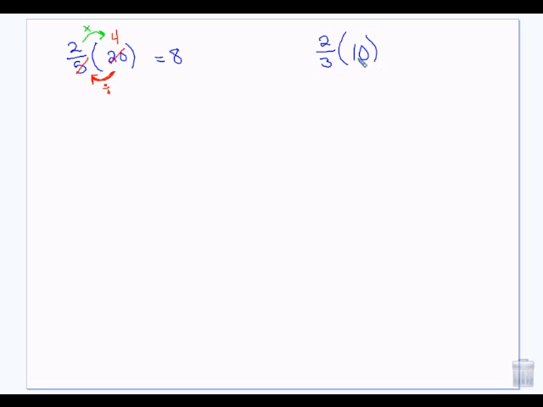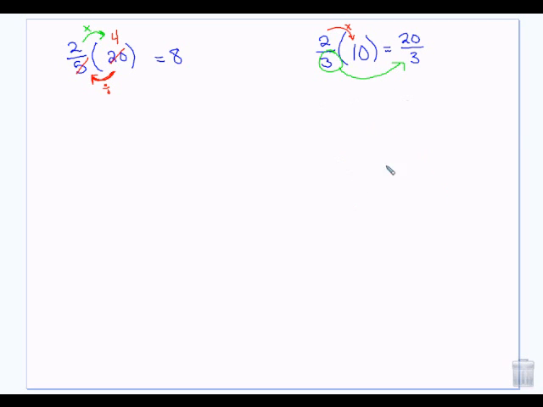Now, if the denominator doesn't divide evenly, so if I did 2/3 of 10, well, 3 doesn't go into 10. So it doesn't divide evenly, so I'm going to skip the division part and just do the multiplication. I do 2 times 10 is 20 thirds. And I carry this denominator and I just bring it over because it won't divide evenly.